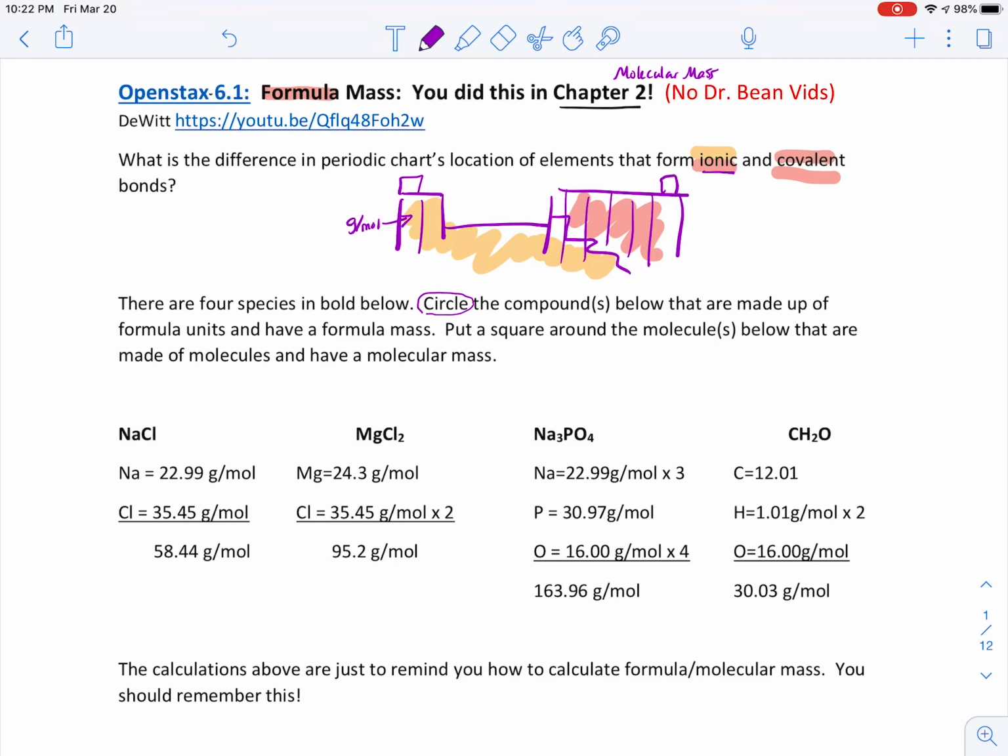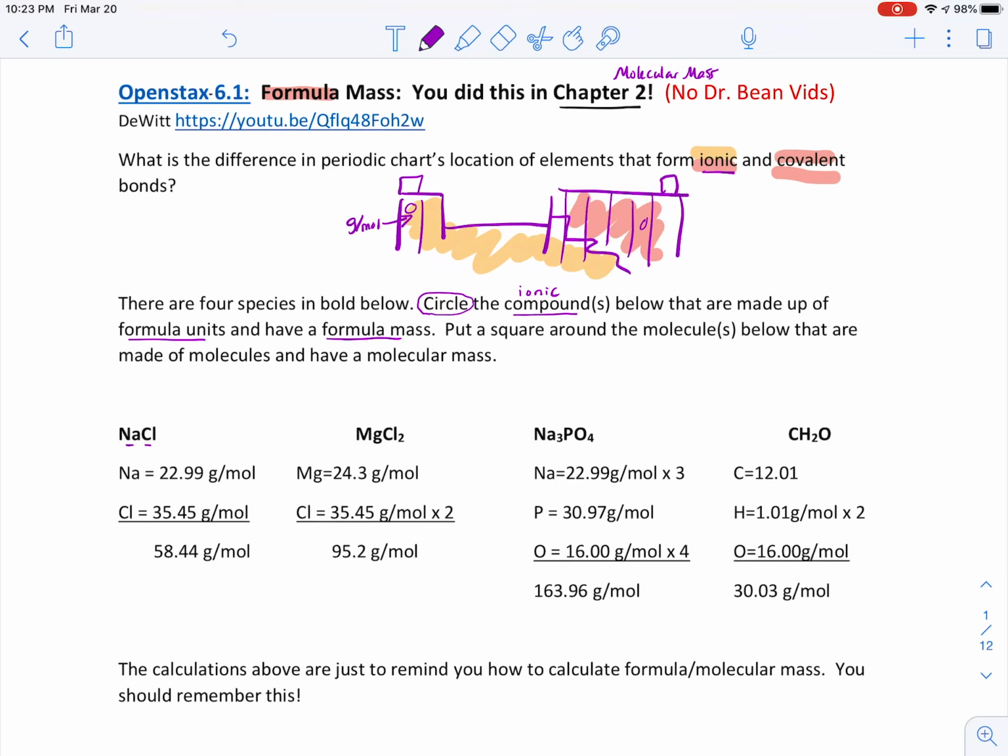So we have some examples. There are 4 species below. You're going to circle the compounds. So compound, that would be something ionic, that are made up of formula units. So that's just that word. Remember we talked about before, we use the word formula units to talk about one little unit of a compound. And if you have a formula unit, guess what? The mass you get off the periodic chart is just called a formula mass. So if you see formula mass, don't let that throw you. It just means get the numbers off the chart, add them together.